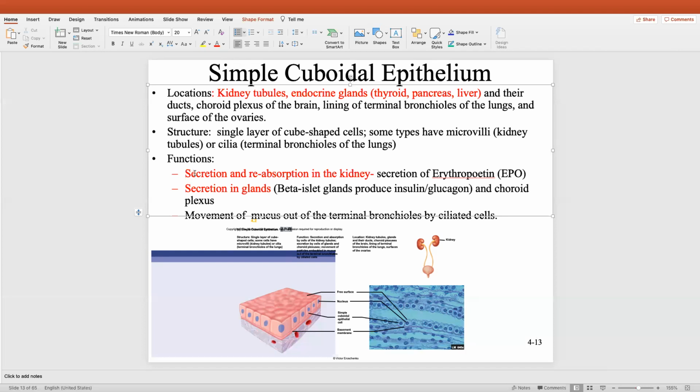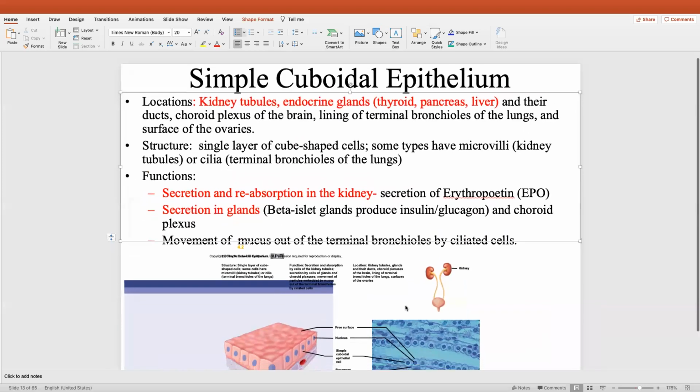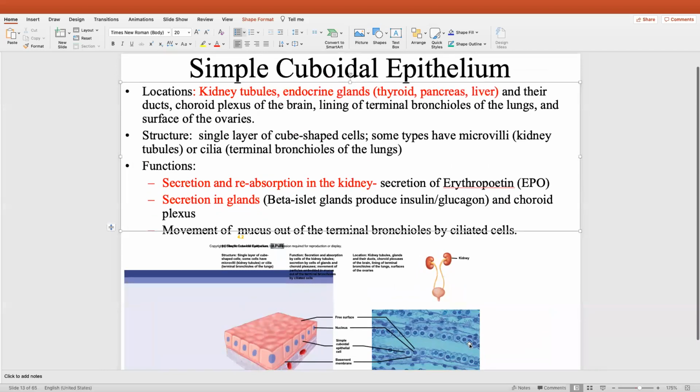Usually for function, it allows us to secrete hormones, like EPO, that allows us to make more red blood cells. And it also allows us to have reabsorption of nutrients in the kidneys. So if you take a look at this, they say it looks cube shaped. It's very hard to see a cube here, right? Instead, what I want you to memorize is that when we're looking at simple cuboidal cells, take a look at how big the nuclei are.